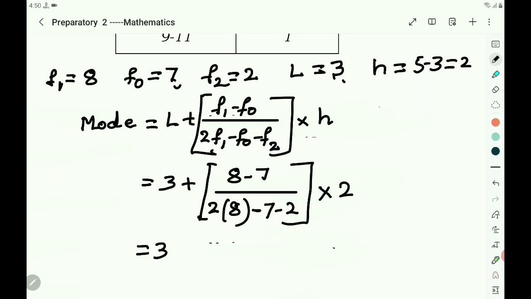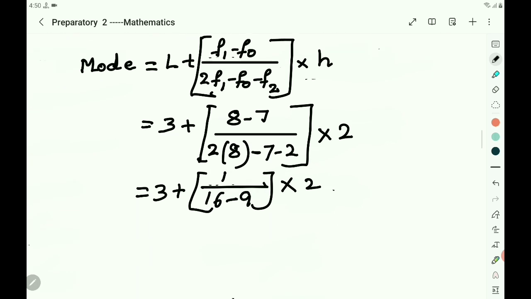Equals 3 plus 8 minus 7 is 1. 1 by 8 twos are 16, minus the sum of this, minus 7 and minus 2 is minus 9, into 2. Equals 3 plus 1 into 2 is 2 by 16 minus 9 is 7. Then 3 plus, divide 2 by 7.